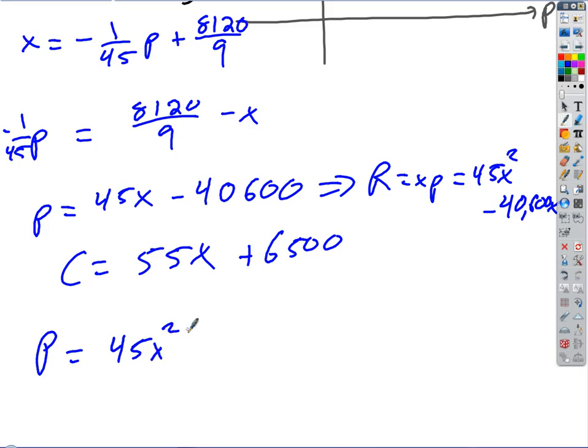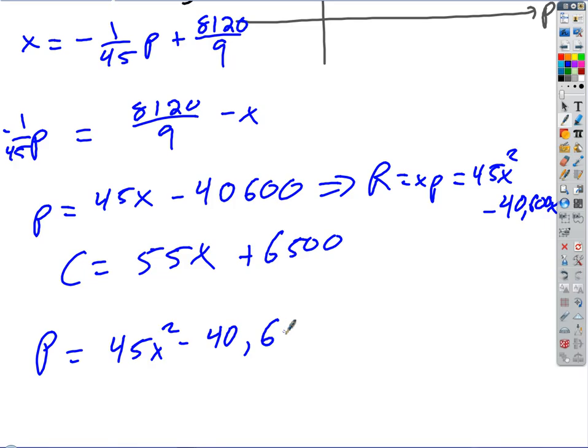So we get 45x squared minus 40,600x. Minus 55, we're going to subtract cost, right? It's R minus C, so I'm going to subtract all this stuff. That gives me minus 40,000, boy, that seems like a really big number. Okay, seems large. Minus 40,545x. Oh, you're right, 655. Thank you. There we go.